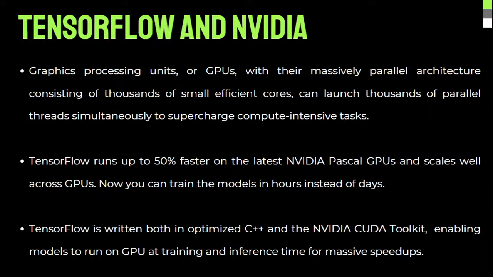Now, TensorFlow and NVIDIA. We know that NVIDIA GPUs, with their massively parallel architecture consisting of thousands of small cores, can launch thousands of parallel threads simultaneously to supercharge compute intensive tasks, and TensorFlow runs up to 50% faster on the recently available NVIDIA Pascal GPU and scales well across GPUs as well. Now you could train models in hours instead of days if you go for large language datasets, LLMs and all. TensorFlow is written in optimized C++ and the NVIDIA CUDA toolkit, NVCC, enabling models to run on GPU at training and inference time for massive speedups. So in the backend it is actually C++. In Python it is the interface, so it's a framework.